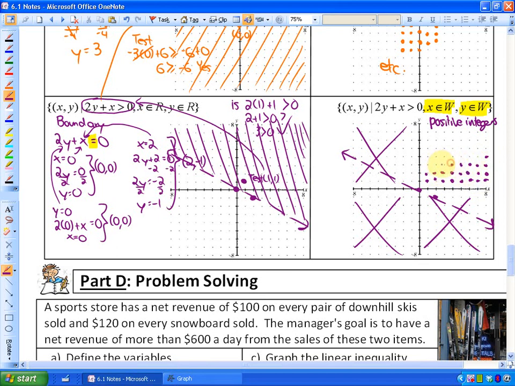Okay? And that has to do with restrictions, and that's the end of that particular lesson. So we've learned how to graph inequalities. Now we just, in some cases, have to apply restrictions to the solution region.